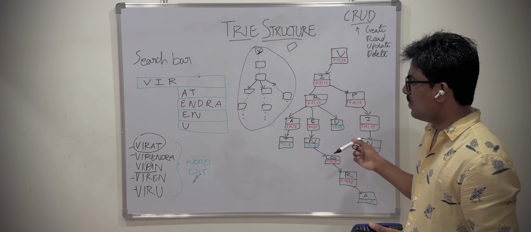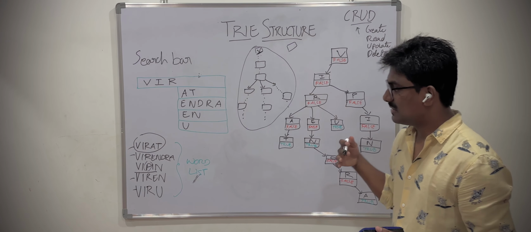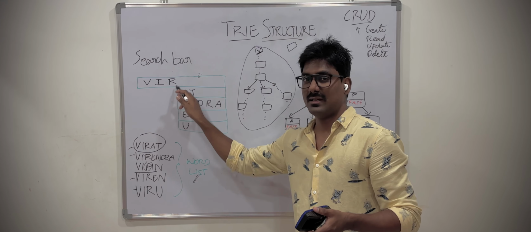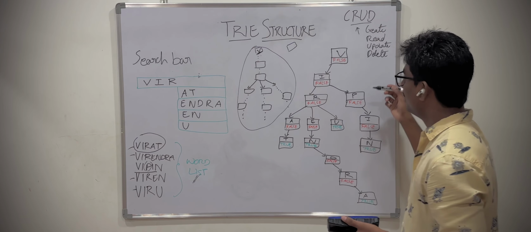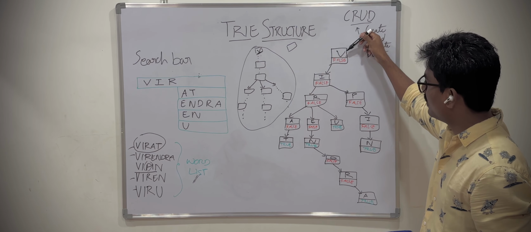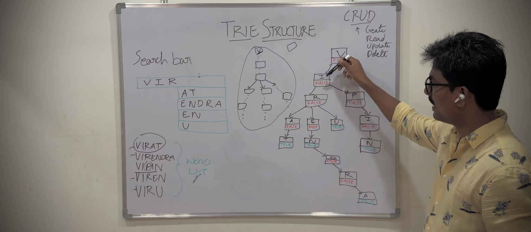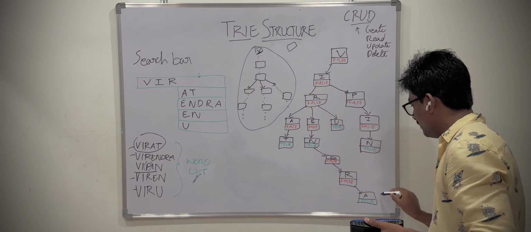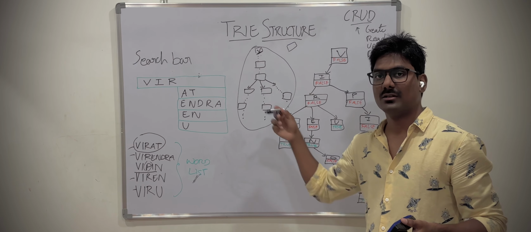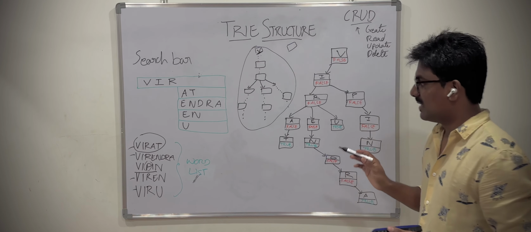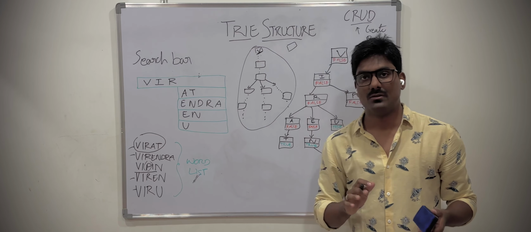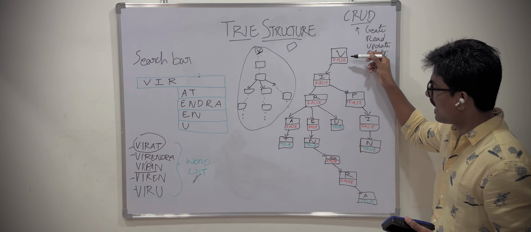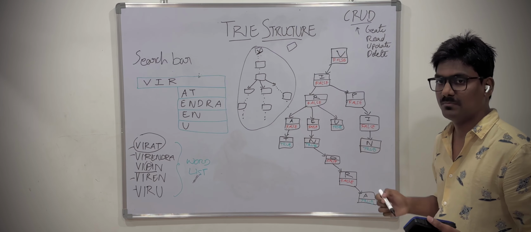Now I need to search for the words which start with VIR. So what I will do is go from here, VIR, and try to fetch from this tree to show the results. But there is a small thing which you have to know here. Each and every node has something called false and true.